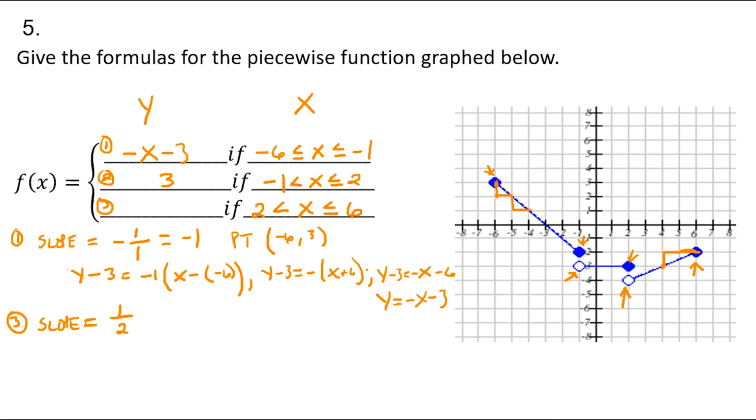And I could have started at this endpoint here, where I start here, and I go up 1 and then over 2. I still get the same thing. So I have a slope of 1/2, and then now to figure out the rest of this rule, I can use the point slope formula. So I'll pick a point, let's see, this endpoint here, positive 6, comma, negative 2.